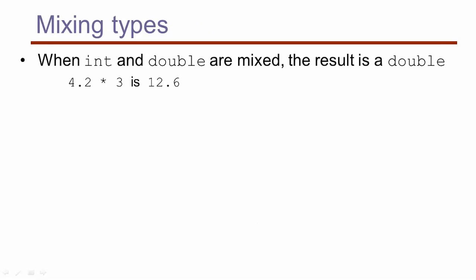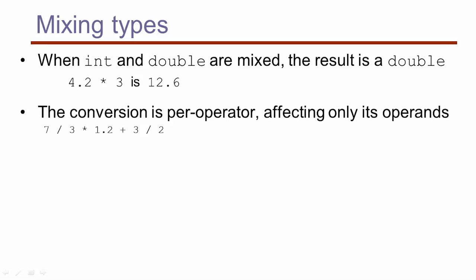When the operands of an operator are mixed ints and doubles, the result will be a double value. The compiler will automatically convert the integer value into a floating point value so that floating point arithmetic will be used. So if we multiply 4.2 by 3, the integer 3 is converted to a floating point 3.0 for the multiplication, and the result is a floating point 12.6. Now this conversion is done per operator, affecting only its operands.